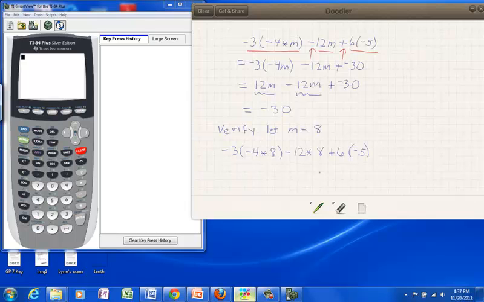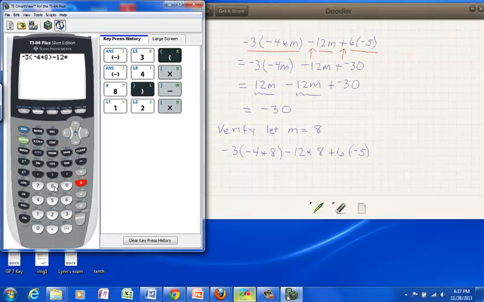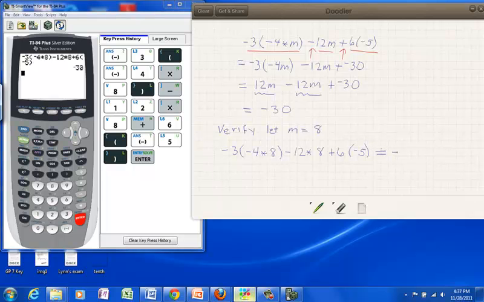All right, so let's work that out on the calculator. And the result's negative 30, which is good because that's what I was hoping up above, that I would get a result of negative 30. Since I know that's what the other side is, we have that this answer does check.